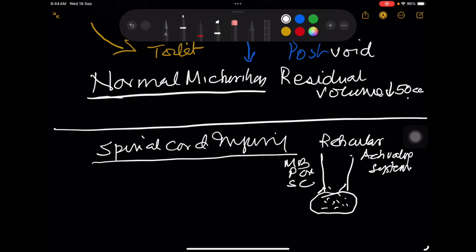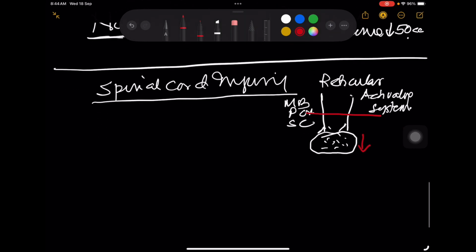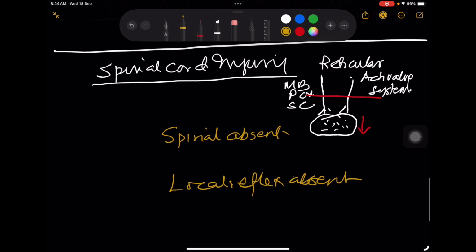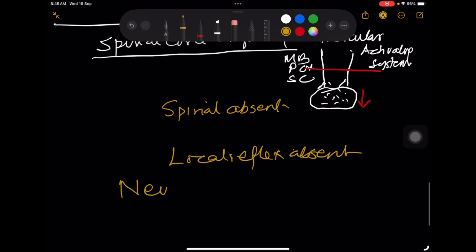So as soon as there is injury of these fibers, the reticular activating activity is gone, and thus the electrical activity of the spinal cord is gone. So spinal reflex becomes absent, and local reflex is also absent. And in this stage, it is called as neurogenic retention.